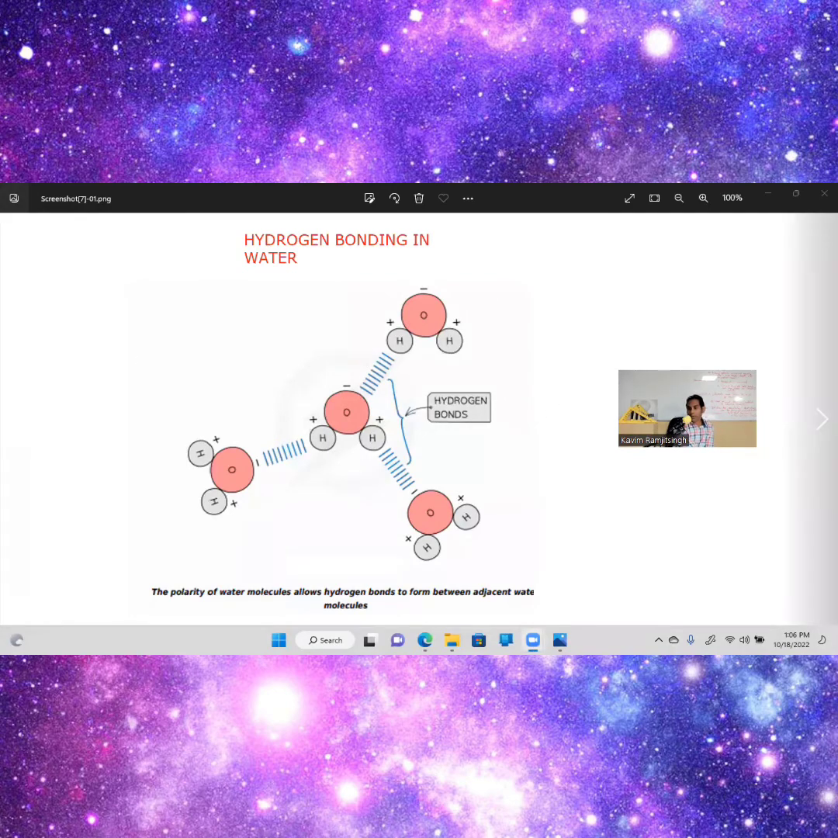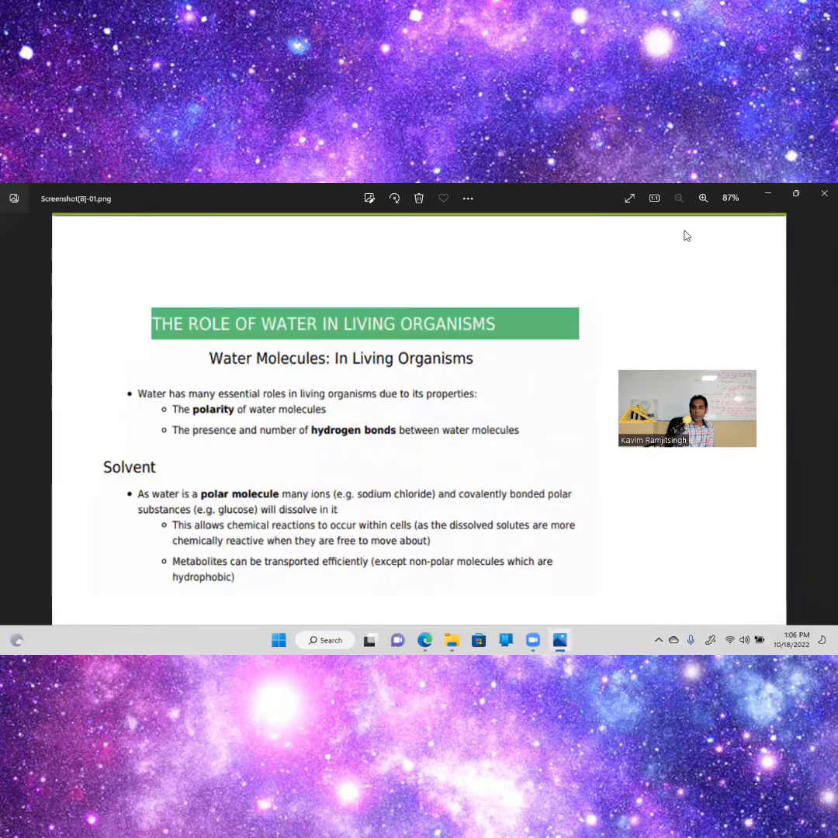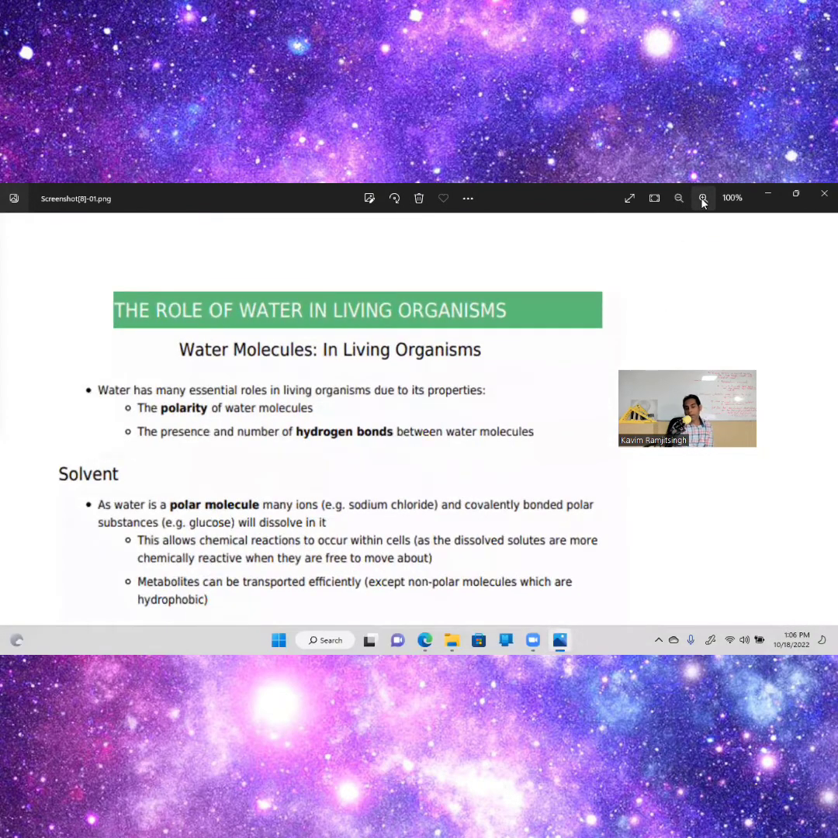Important structure, right? And what will be tested in your CAPE is to explain the properties of water with its structure, right? So water has many essential roles in living organisms due to its properties, the polarity of water molecules, right, and the presence of a number of hydrogen bonds. So these two things, the polarity, and we know how the polarity came up with oxygen being electronegative and pulling electrons, and you have that uneven distribution of the charge.